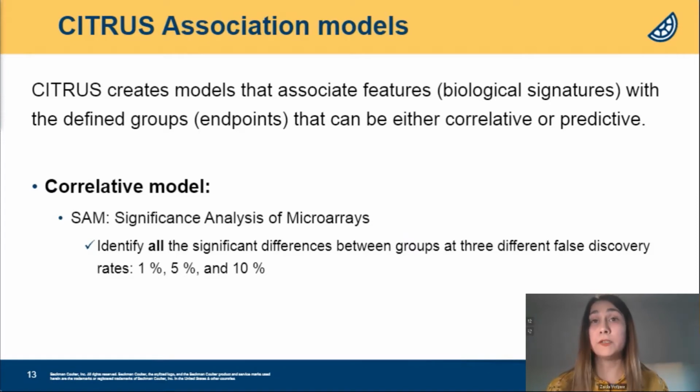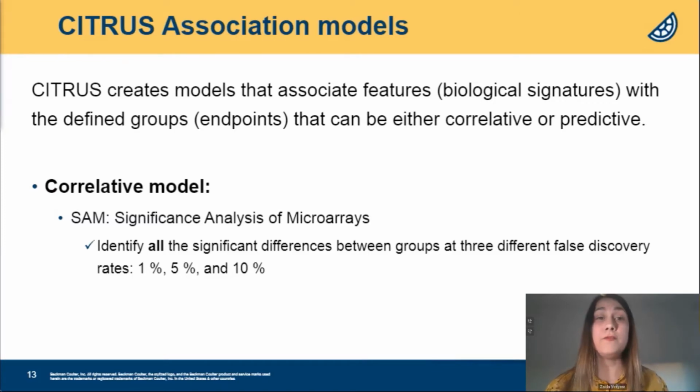And with that information, what Citrus is going to create are models. And those models are going to associate biological signatures with our defined groups. If we choose the correlative mode, or we are going to see the correlative models, we will use the algorithm SAM. And SAM is going to identify all the significant features between our groups at 3 different false discovery rates, which are 1%, 5%, and 10%.